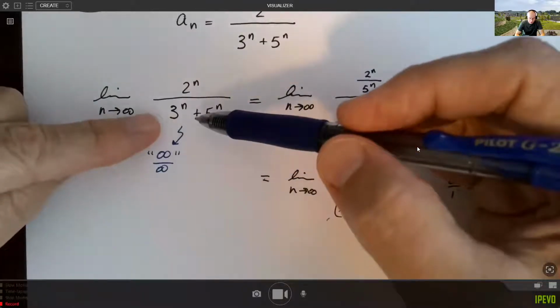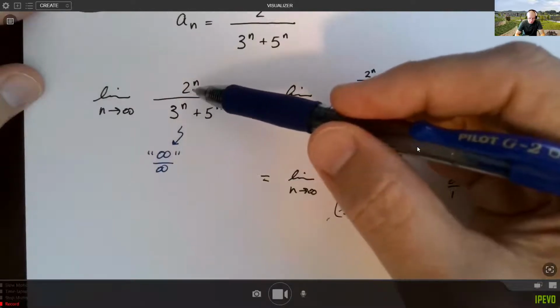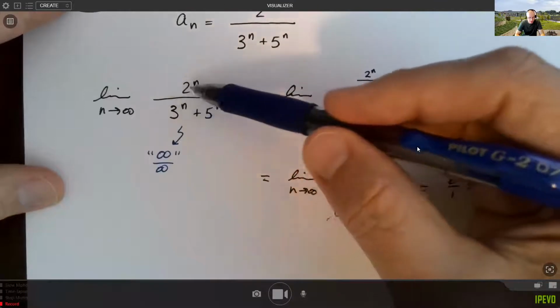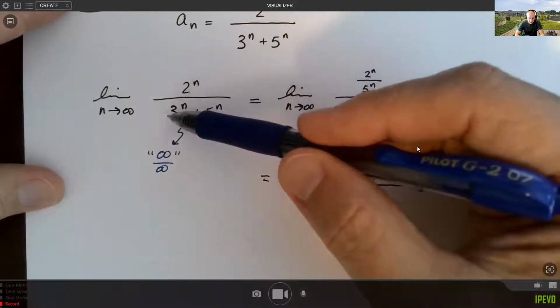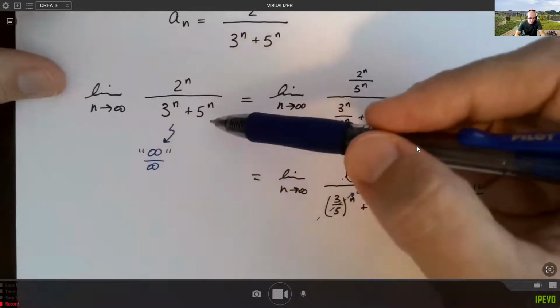The problem is the derivative of exponentials. These are not power rules. These are exponential rules, right? The derivative of 2 to the n is the natural log of 2 times 2 to the n. And that is not going to really get us anywhere with this expression. L'Hopital's rule doesn't really help in this case.